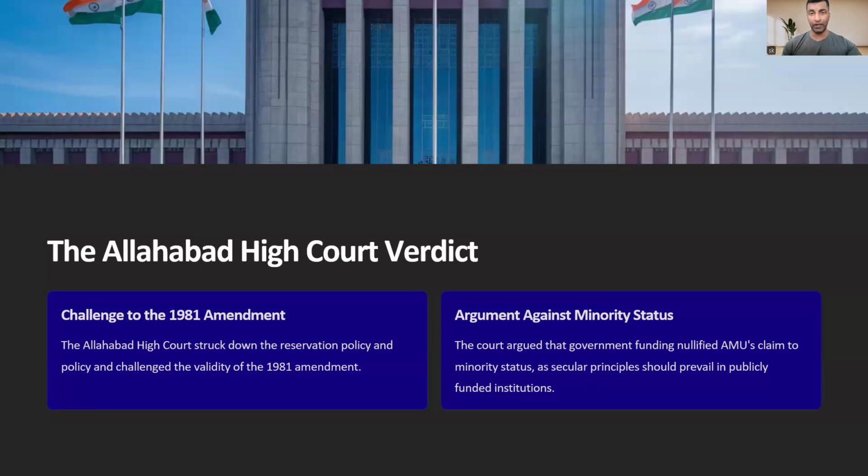And if you remember, we have discussed many times that when you talk about an amendment, even the amendment should be based on the Kesavananda Bharati case. That means the basic structure cannot be altered. So if you look at this amendment, it is against secularism, which is a basic feature of the Constitution. Now let's look at the 2023 Supreme Court ruling that revisited the minority status.